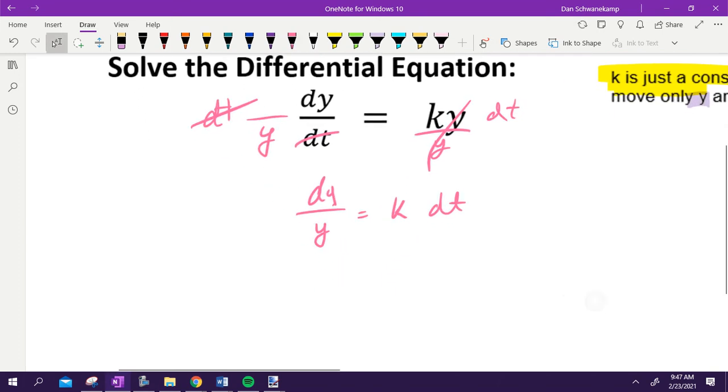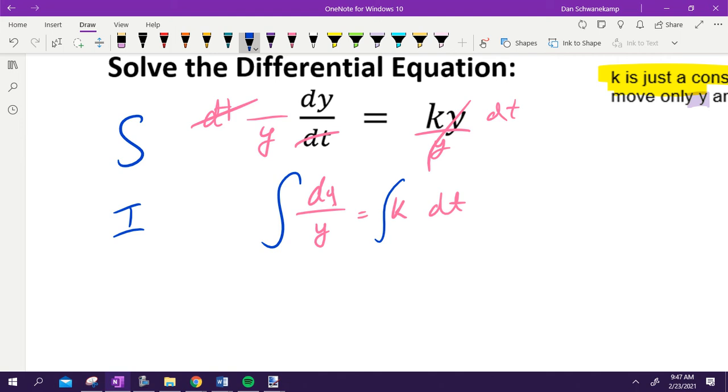Once we separate, what am I going to do next, Caden? Integrate it. We're going to integrate. What is the integral of dy over y going to get me? ln. So this right here is ln, absolute value of y. On the other side, I'm taking the antiderivative of k dt. K is a constant. What is the antiderivative of k dt going to get me? kt in this case. Yes, kt, because it is with respect to t.